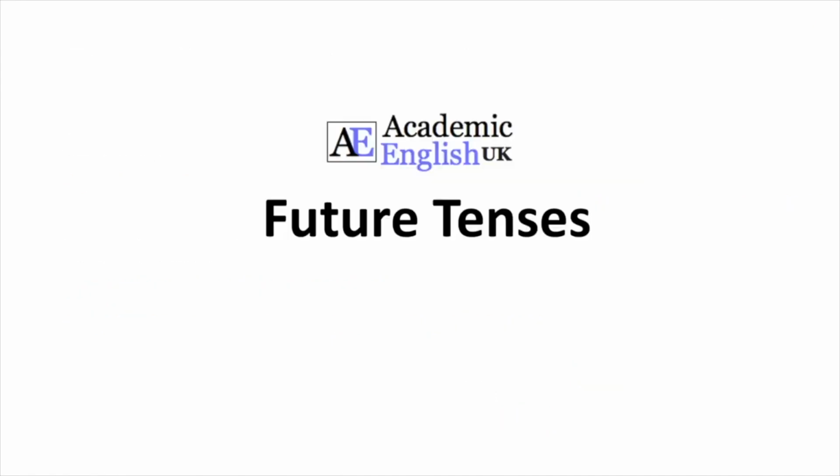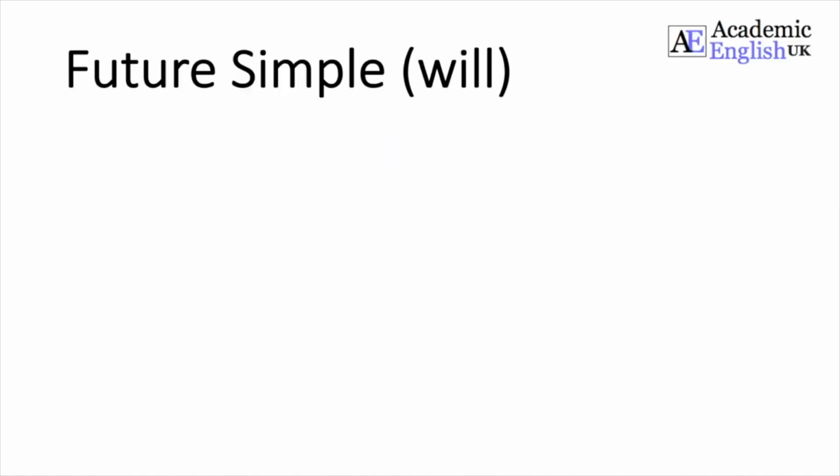Okay, our last set of tenses are the future tenses. And we're going to start with future simple. Now, future simple divides into two parts, which is will and going to. So first I'll talk about will, and then I'll talk about going to. So future simple for will. To create this structure, you use will plus the infinitive.